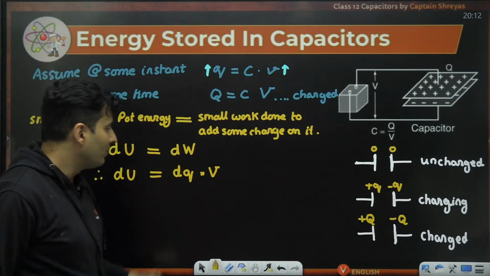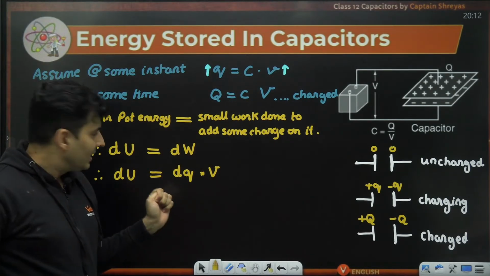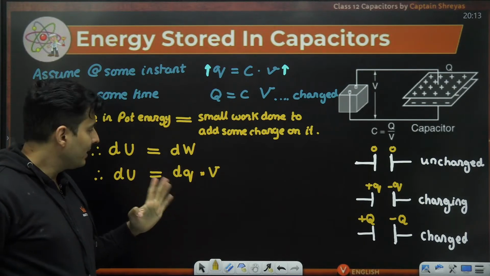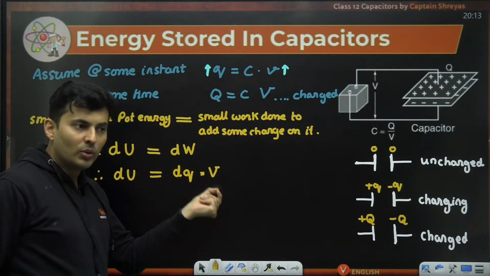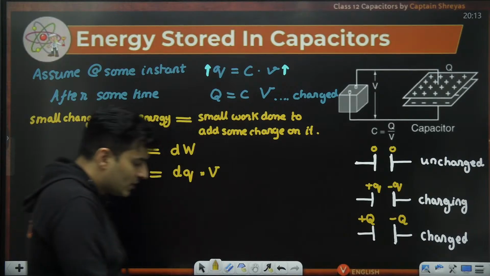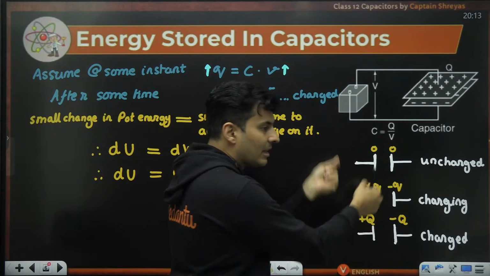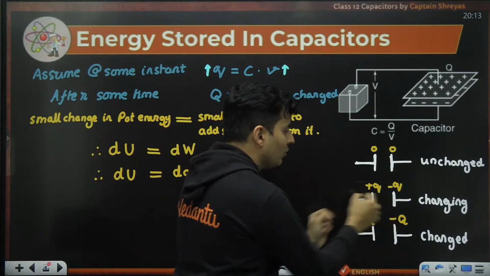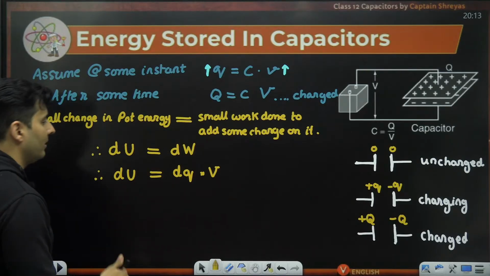Yeah, dq multiplied by V. Is this absolutely clear, everyone? So charge multiplied by the voltage. You take some dq charge and put it on the other plate. You increment it by dq and you have some voltage difference V. So that will be the work done.